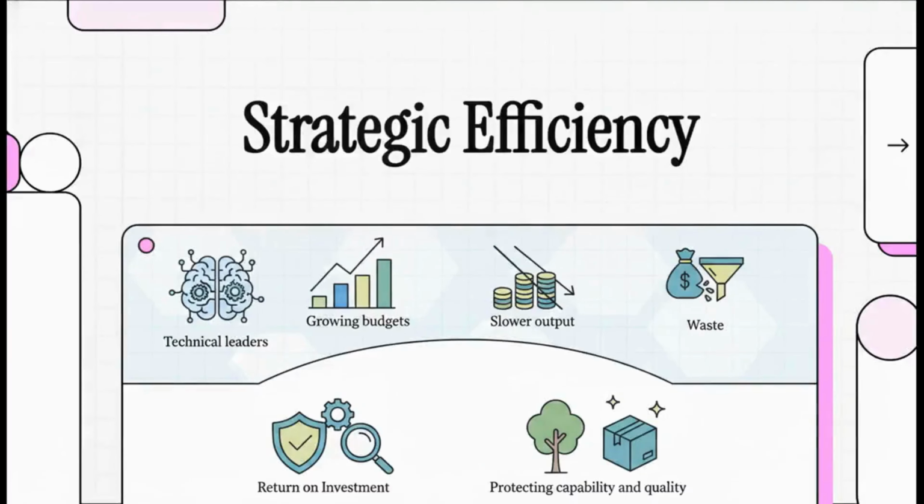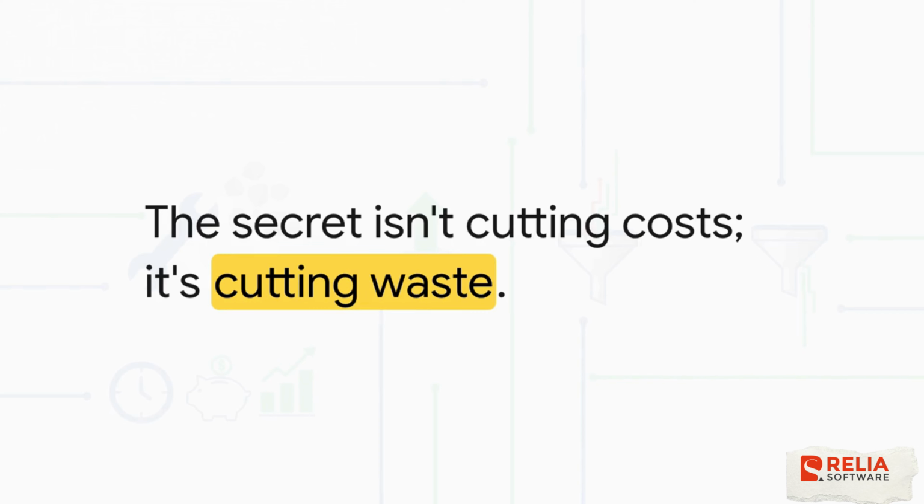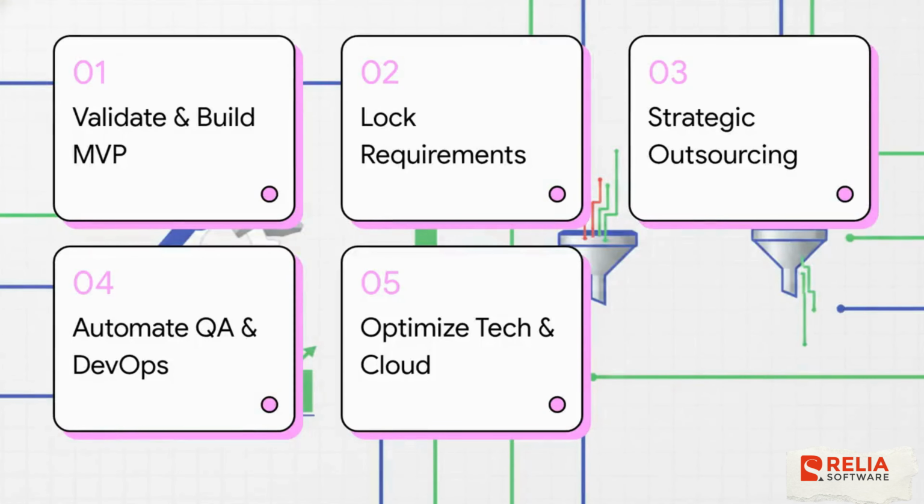We want to aggressively cut waste without sacrificing your capability or the ultimate quality of your product. The real secret here isn't cutting costs, it's cutting waste. To make that happen, we're going to cover 5 critical areas today. 1. Validate first and build an MVP. 2. Lock requirements and kill scope creep. 3. Strategic outsourcing and team structure. 4. Automate QA and deploy DevOps. And 5. Optimize tech stack and cloud costs.